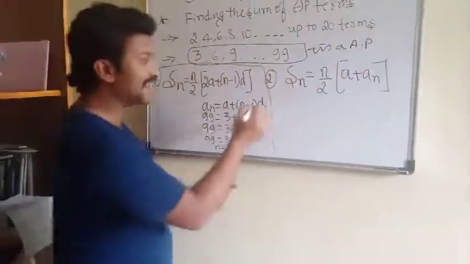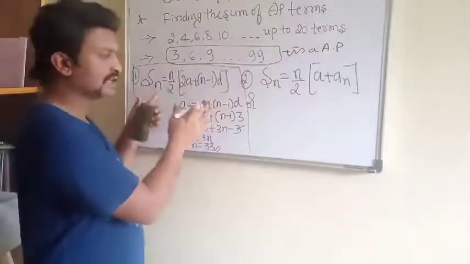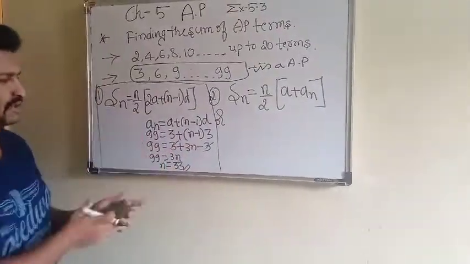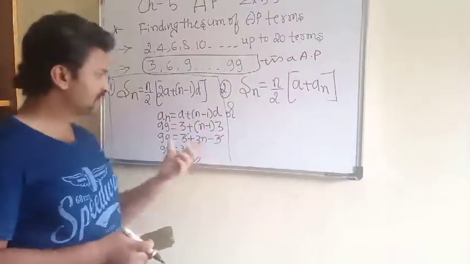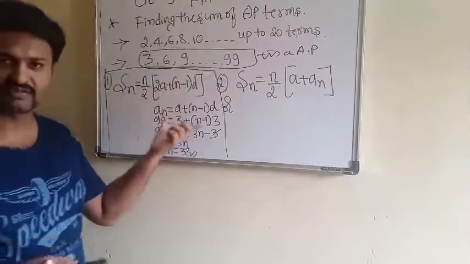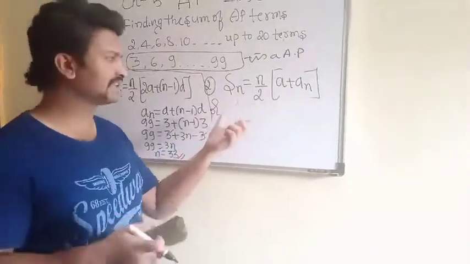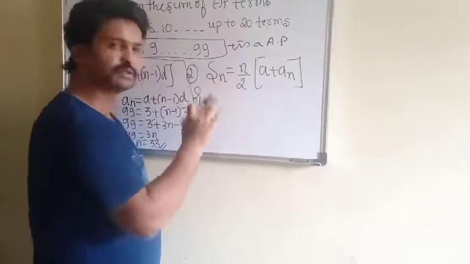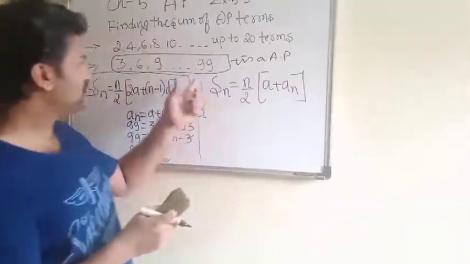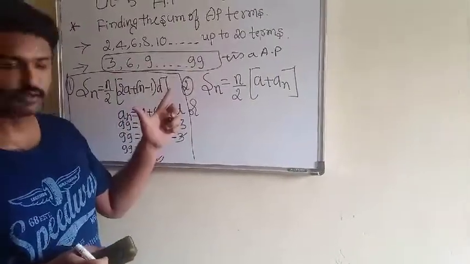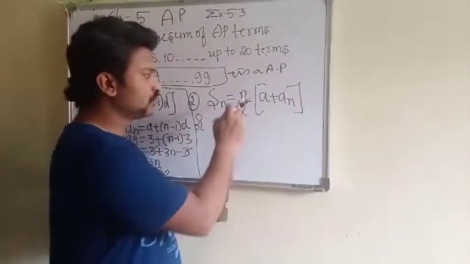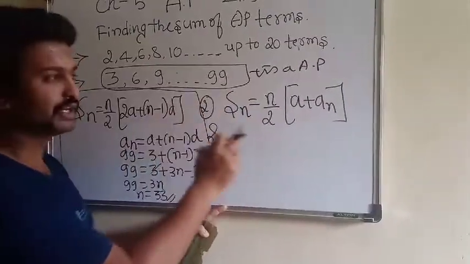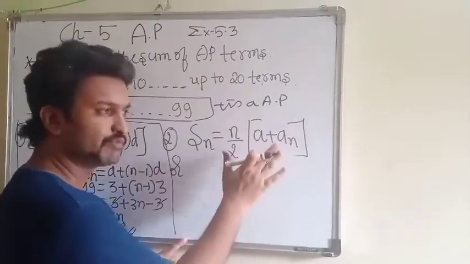Or directly, some feel like, sir, this is a lengthy method. First we have to find out n, then we have to find this also, and it is difficult. But there is one more formula, Sn equals n by 2 into (a plus an). Here also you will get the sum of 3 to 99. Here an is given, so you take the help of an. This is one more formula to get the sum.